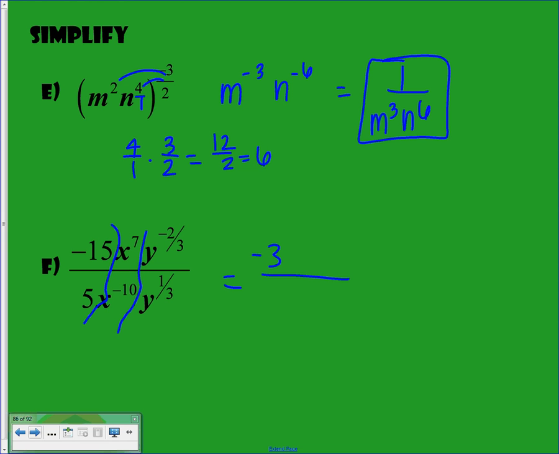When you are dividing, you subtract. So I got 7 minus negative 10. Write it out if you have to, because that becomes positive 17. Because it's positive, x to the 17th is going to go on the top.